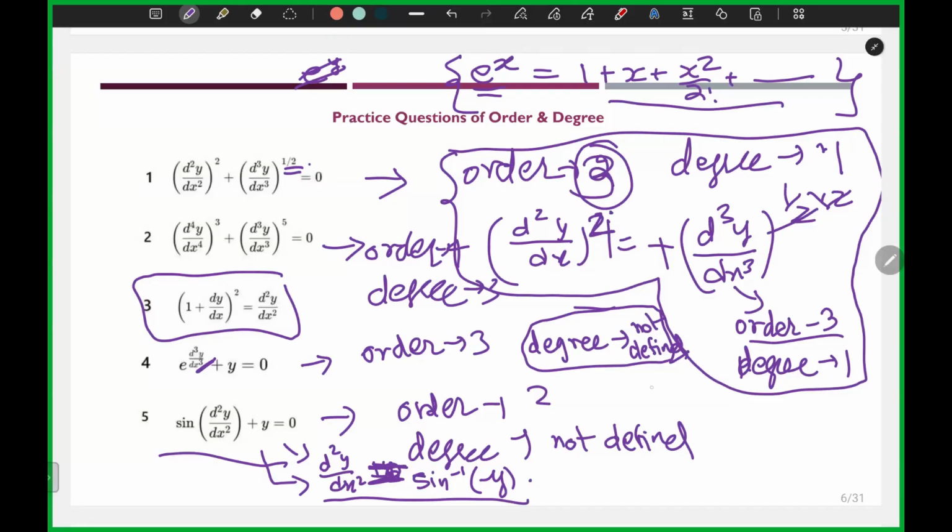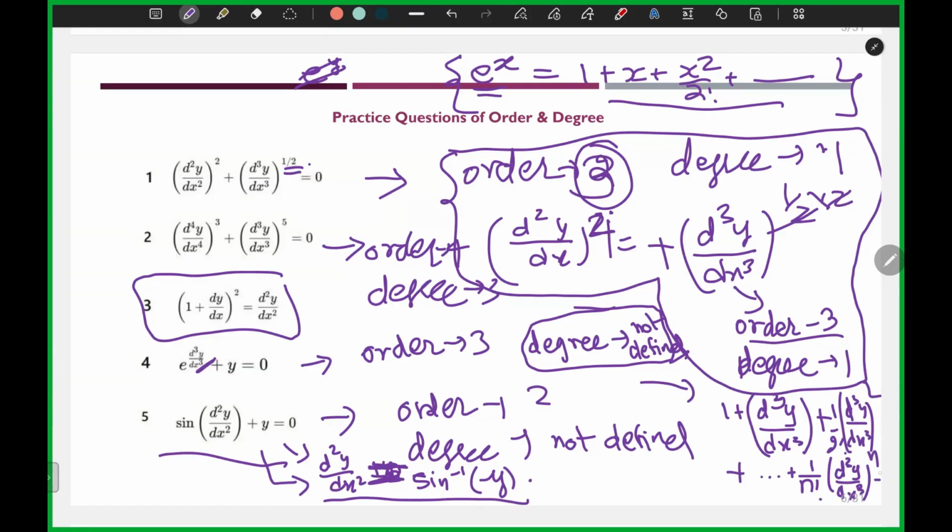So it will be like this, no? (d cube y by dx cube) plus (d cube y by dx cube) to the power square by 2 factorial, and so on, like 1 upon n factorial (d cube y by dx cube) to the power n, and so on. So here the power is increasing, going up to infinity. So we can't take the highest power of that derivative term, so we actually can't define the degree here.